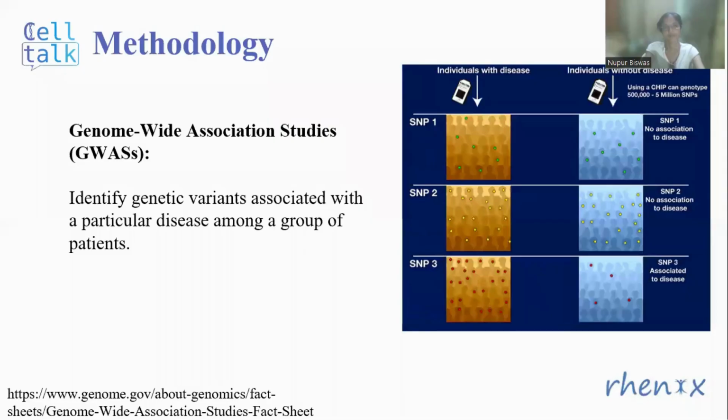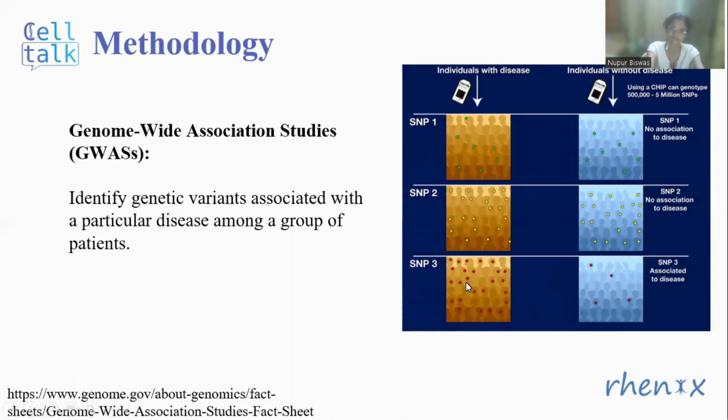One of them is genome-wide association studies, GWAS. It identifies genetic variants associated with a particular disease among a group of patients. Basically, it studies the genomes of a large group of people, including individuals with the disease and individuals without it. It studies the genomes of both groups and identifies SNPs, single nucleotide polymorphisms.